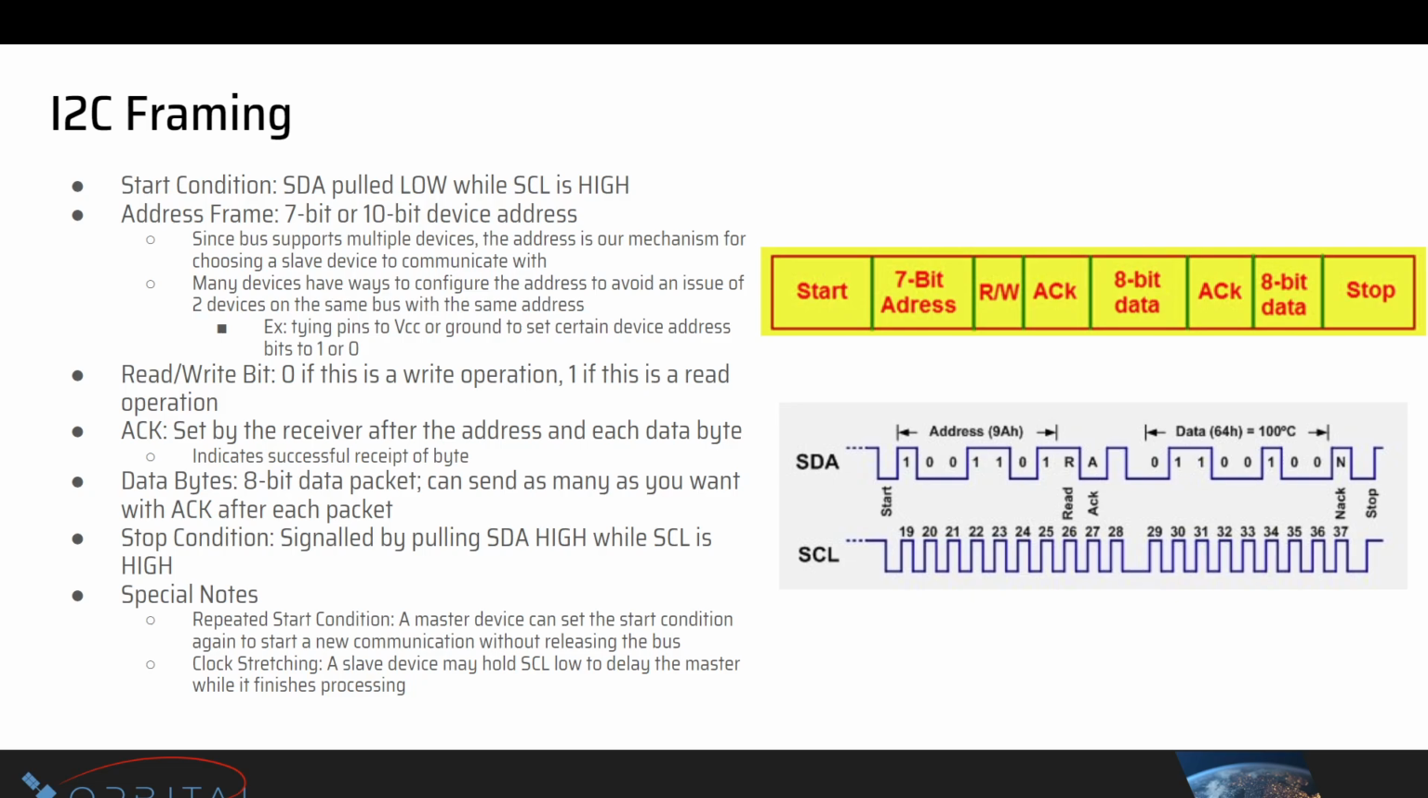Okay. And then for framing, same as UART. Well, different because you have a clock, but you have the data line pulled low for the start condition. And for I2C, you want to do this while the clock line is still high. So you can see here in this example, the data line is pulled low for the start condition while the clock is still high, and this lets the receiver know that a data transmission is starting.